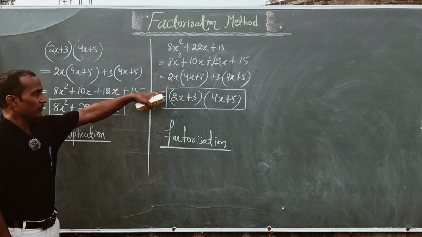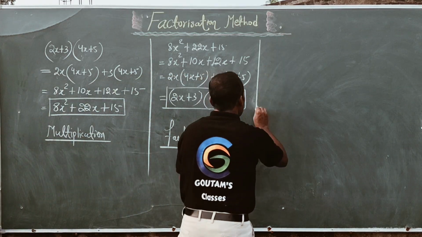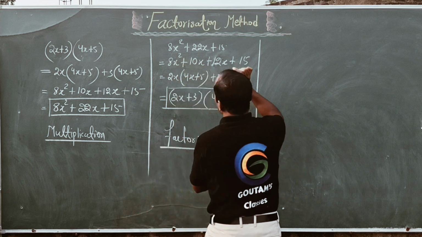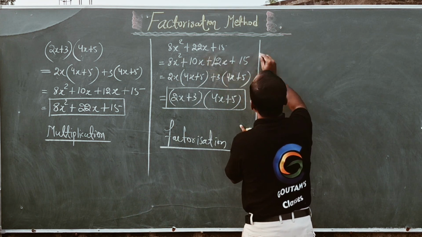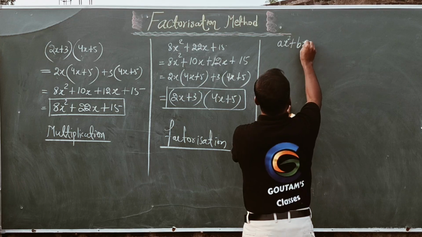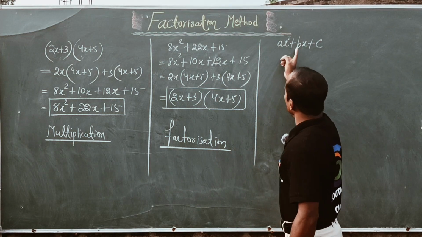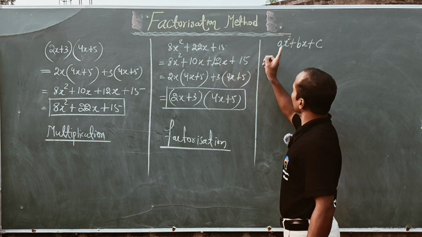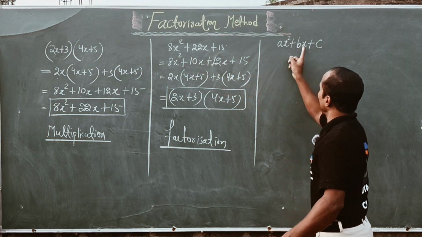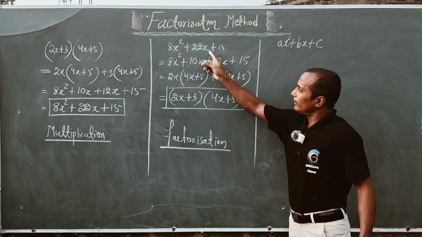Okay, so we have to understand these steps. Actually, what happened here? Let us observe. First, I am comparing this with the standard form of our quadratic polynomial, ax square plus bx plus c. This is the standard form of our quadratic polynomial. Now comparing this with this, you come to know that ax square is 8x square, 22x is bx and c is 15. That's right.